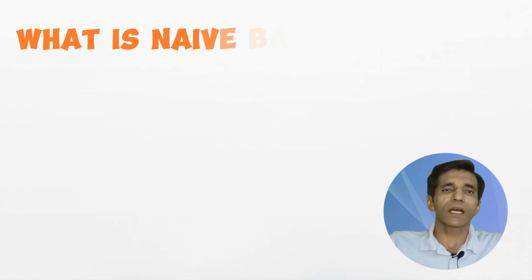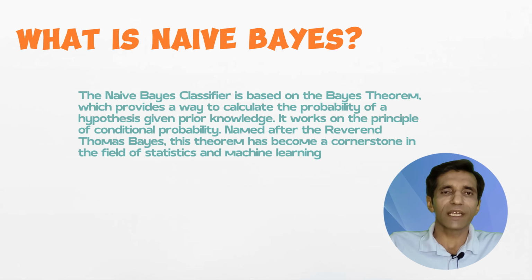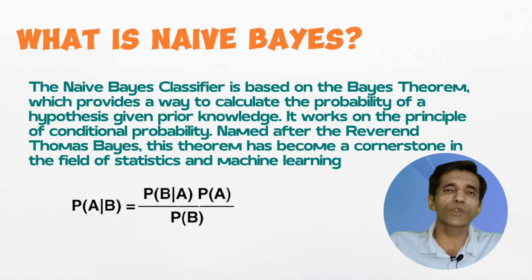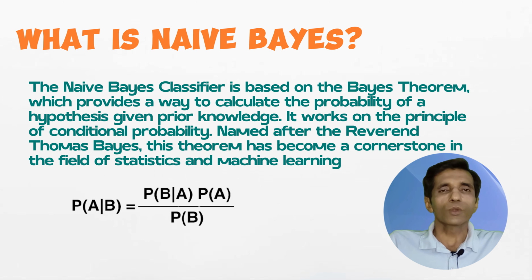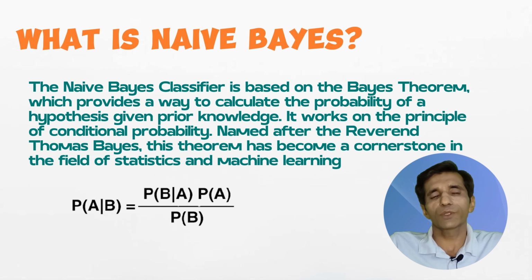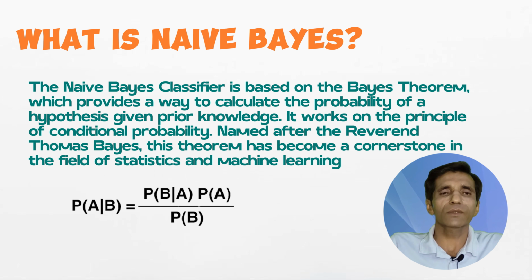What is Naive Bayes? The Naive Bayes classifier is based on the Bayes theorem, which provides a way to calculate the probability of a hypothesis given prior knowledge. It works on the principle of conditional probability. Named after the revered Thomas Bayes, this theorem has become a cornerstone in the field of statistics and machine learning.